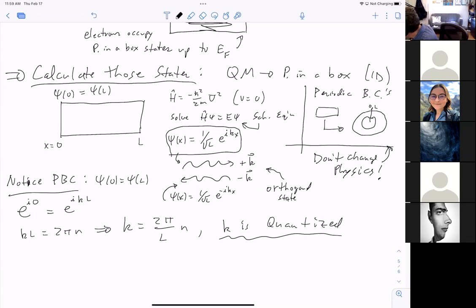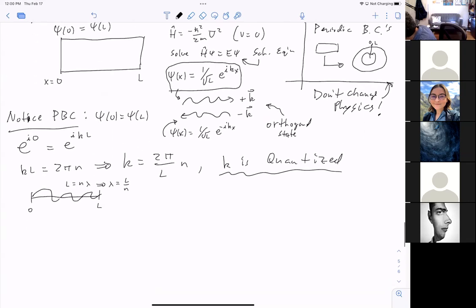All right. And this quantization of the K, it's just this trivial argument. I have a guitar string 0 to L, and I can add an integral number of wavelengths. And so if L is an integral number of wavelengths, then lambda is equal to L over n. And that gives you this quantization condition. So it's trivial. You've seen it a million times. Now you're seeing it again. Okay. So K is quantized just like before. And then we get energy. So now let's do energy.